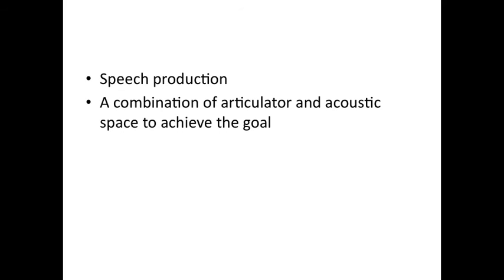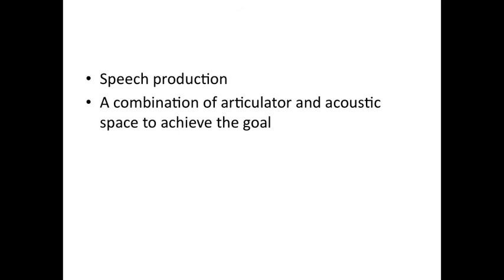So in order for us to talk about a speech production model, in terms of a target model, I would say that a target model is a combination of articulator space and acoustic space to achieve the goal. So it's not just vocal tract configuration, it's not just your acoustic auditory output, but it's a combination of the vocal tract targets and the auditory acoustic target, which results in speech production.